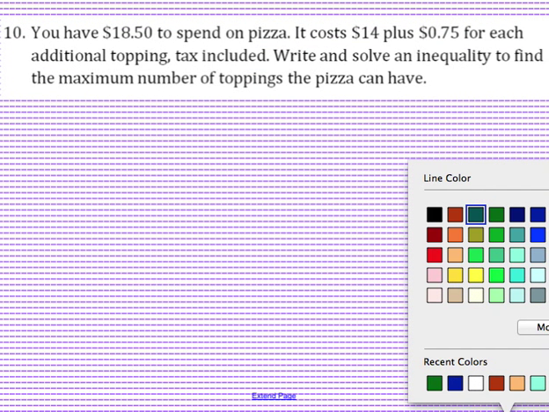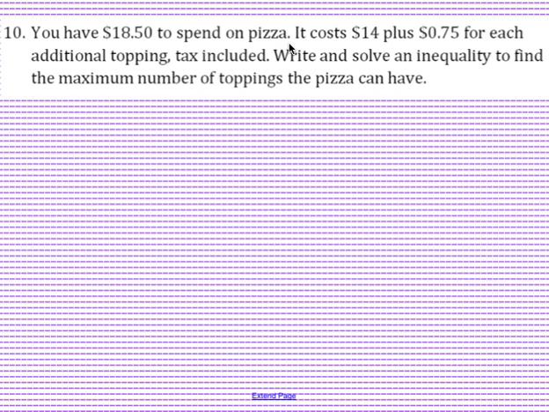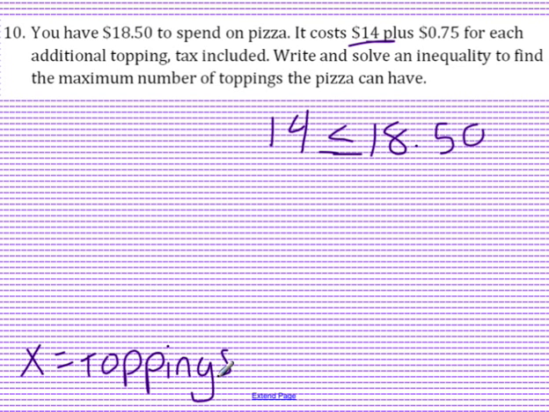You have $18.50 to spend on a pizza. Okay, well, if that's all I have to spend, whatever I actually spend needs to be less than or equal to $18.50. I don't have any more than $18.50. So just to get the pizza, it's going to cost me $14. And I'm going to let X represent the number of toppings. So it's going to be 75 cents for each additional topping. So for every X topping I have, it's going to cost me 75 cents. So there's the inequality. Now I just have to solve it.